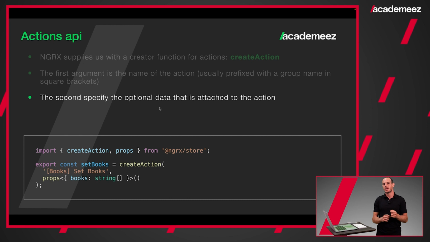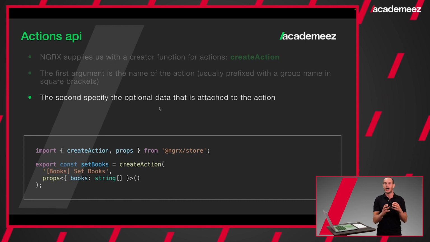The second argument describes the additional data that you piggyback on that action. So in this case, our set books action will get an array of strings called books. In actions, there is usually a lot of time when an action needs to send additional data to the reducer to change the state.